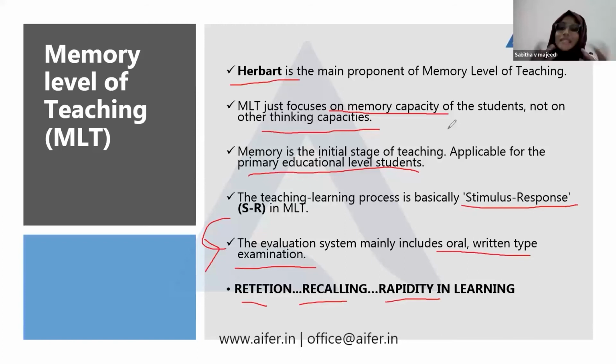That is, here we memorize things based on the connection, the association between the stimulus and response. If there is a stimulus, we will make a response connecting to that. That is what is happening in memory level of teaching. The evaluation system mainly includes small oral examinations, written examinations, etc. One thing to consider is that when we hear the terms retention, recalling, rapidity in learning, memory, remembrance, we have to associate these terms with the memory level of teaching. That's all about memory level of teaching or MLT. Clear?